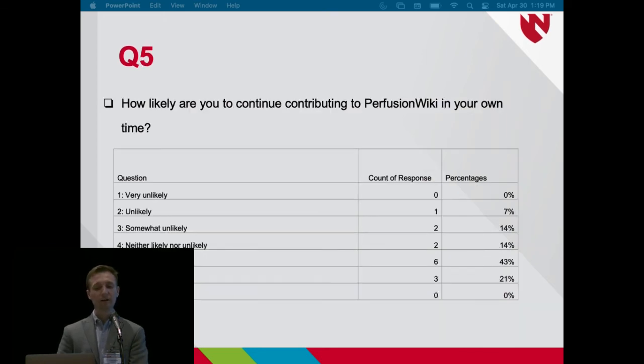Question 5 was, how likely are you to continue contributing to Perfusion Wiki on your own time? And I think overall it was very positive. Most people said they were somewhat likely or likely to continue contributing to the wiki, which is also a good sign since we need that base of contributors to make the wiki what it is.